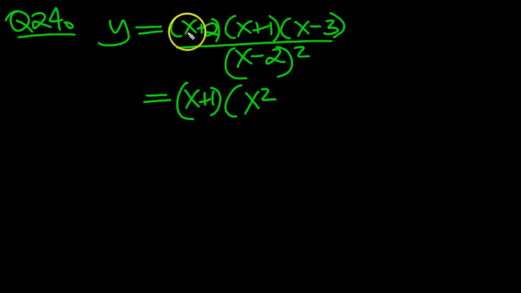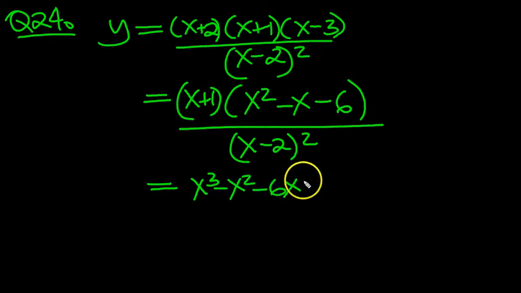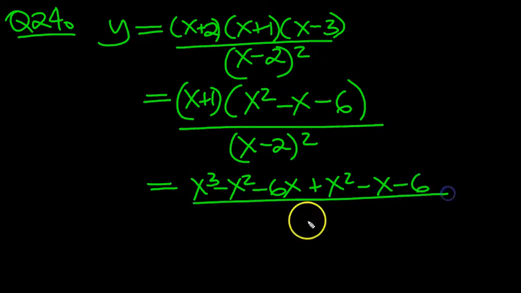When we expand that, we get x squared, minus 3 plus 2x's is minus x. And then we get 2 times 3 is plus, and the minus is a minus, 2 3's is 6. And that would be over x minus 2 squared. Now we'll expand this bracket. So times through by x, we get x cubed minus x squared minus 6x. Then times through by 1. So it's plus x squared minus x minus 6 all over the x minus 2 squared.